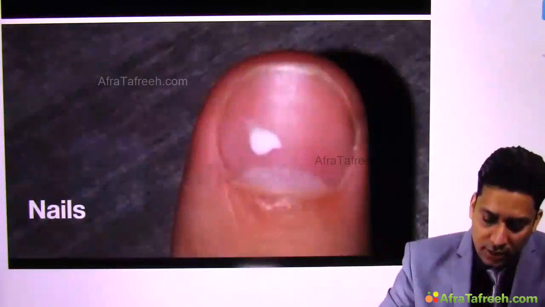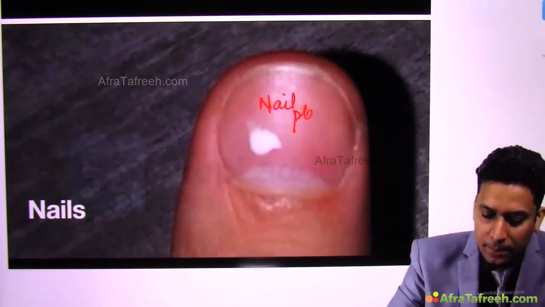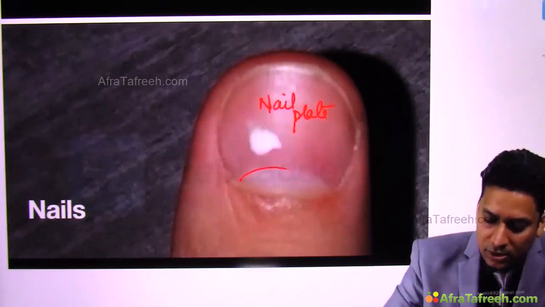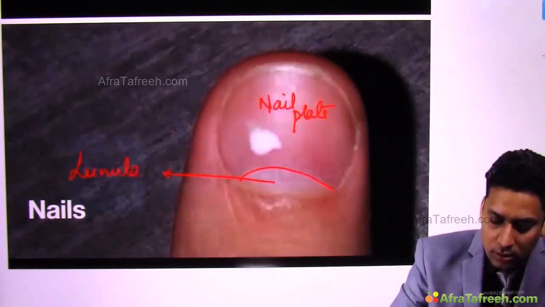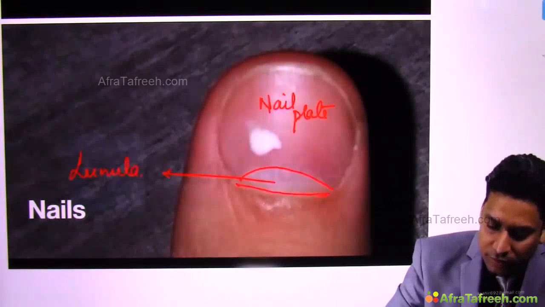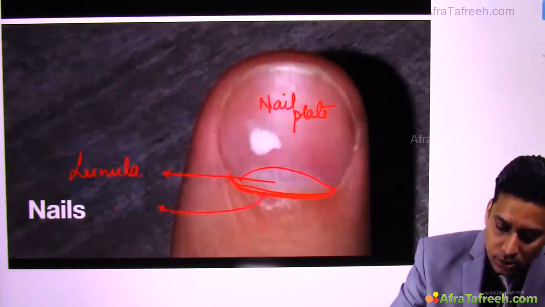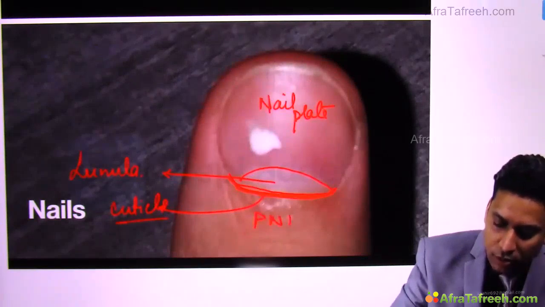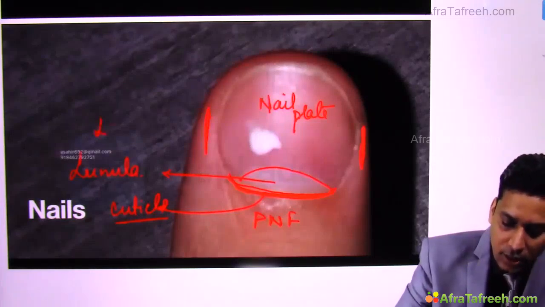So here you can see this is the nail plate. This semicircular white area is the lunula. This thin rim of skin which is attached to the nail, this is the cuticle. This is the proximal nail fold, and on either side this skin which is present, this is the lateral nail fold.